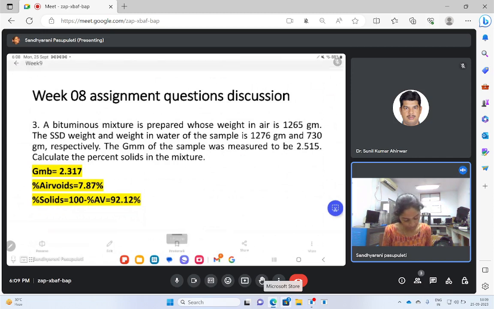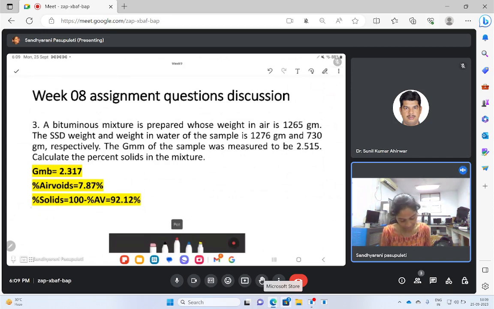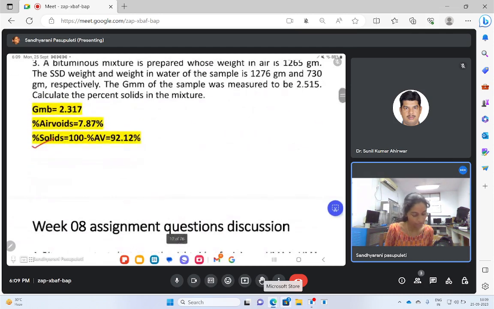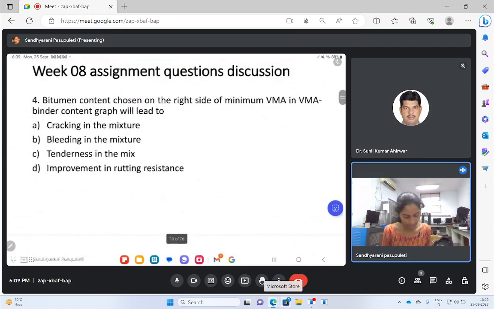So the final answer they have asked is the percentage of solids. Once you get the air voids, 100 minus that percentage of air voids would be your percentage of solids. And these are very simple theoretical questions.